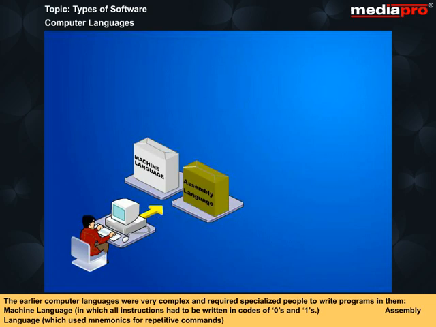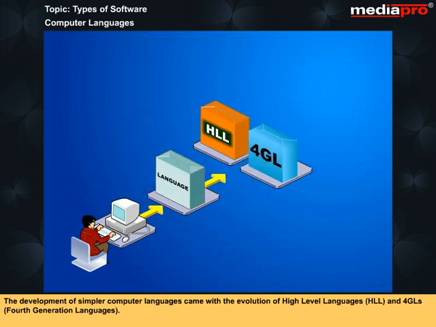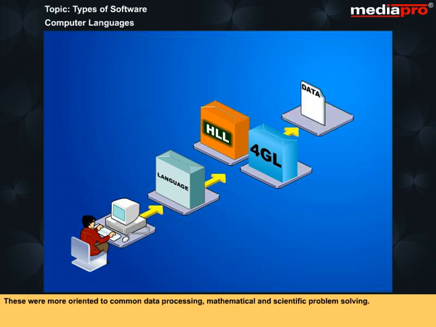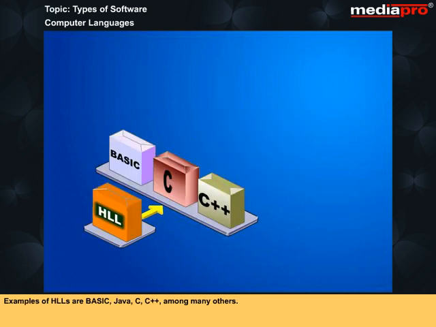The earlier computer languages were very complex and required specialized people to write programs in them. Machine language, in which all instructions had to be written in codes of zeros and ones, and assembly language, which used mnemonics for repetitive commands. The development of simpler computer languages came with the evolution of high-level languages or HLLs and 4GLs or fourth generation languages. These were more oriented to common data processing, mathematical and scientific problem solving. Examples of HLLs are BASIC, Java, C, C++, amongst many others.